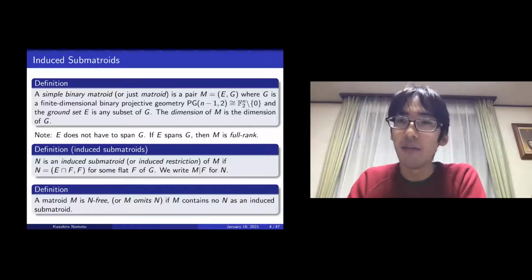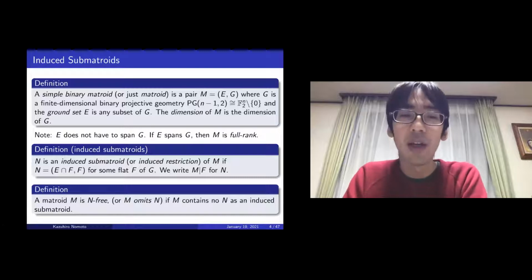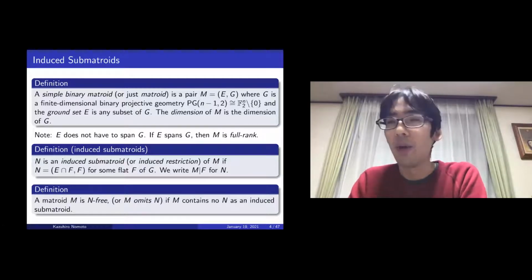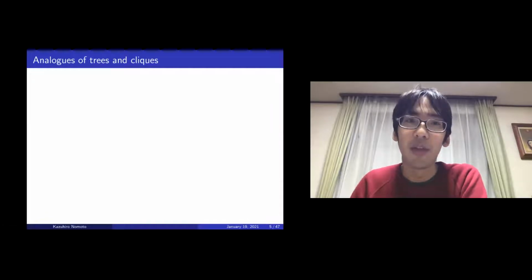Just basically copying what I wrote on the previous slide, I'm going to say that a matroid M is N-free, where N is a different matroid, or M omits N, if M doesn't contain N as an induced matroid. So it's just a straightforward reinterpretation of the definition I wrote a minute ago.